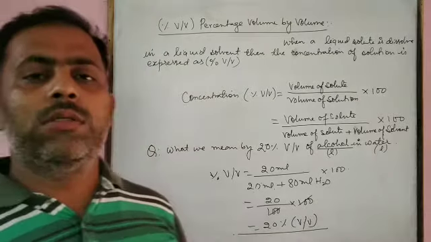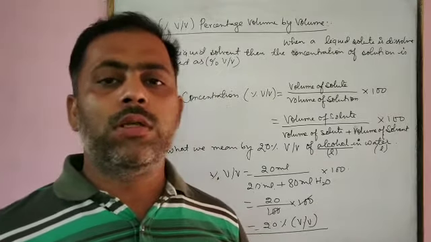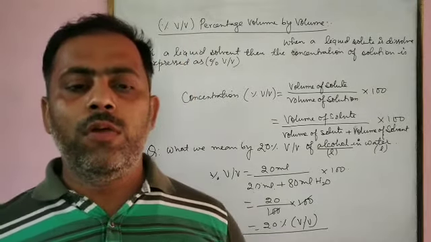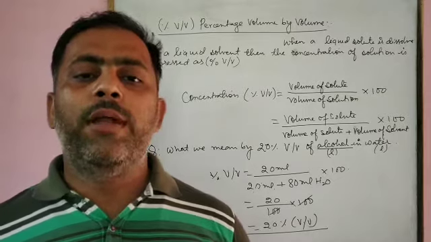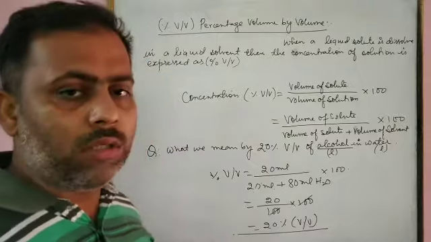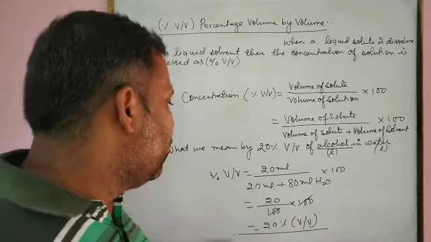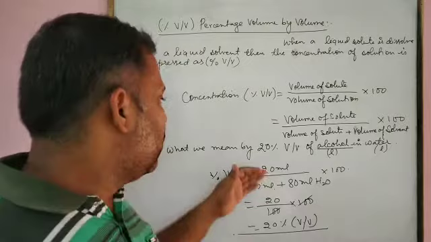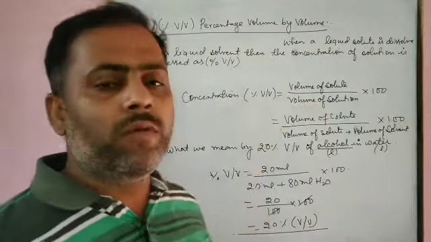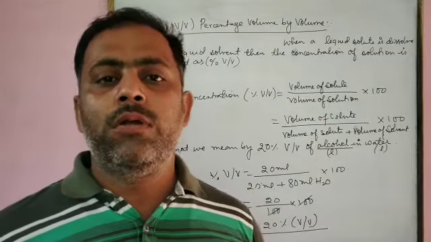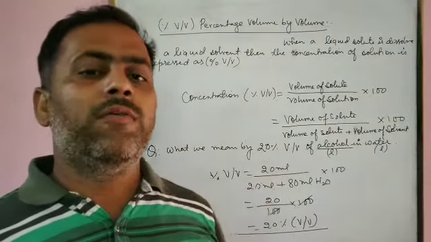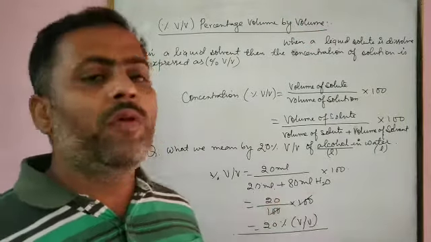These are the two ways to express the concentration of a solution. For percentage V by V, we know the volume is affected by temperature. On increasing temperature, the volume increases. The volumes of solute and solvent are not the same, so temperature has a varied effect on them. It means percentage W by W has no effect of temperature, whereas percentage V by V has the effect of temperature.